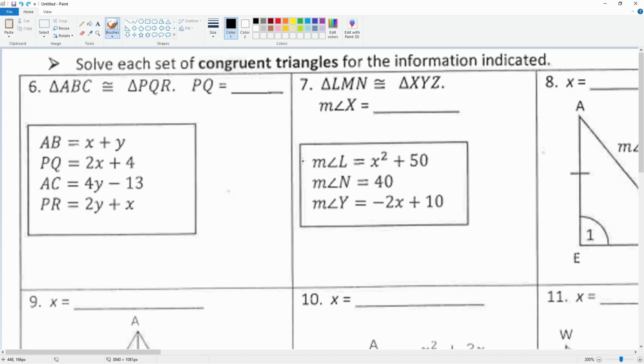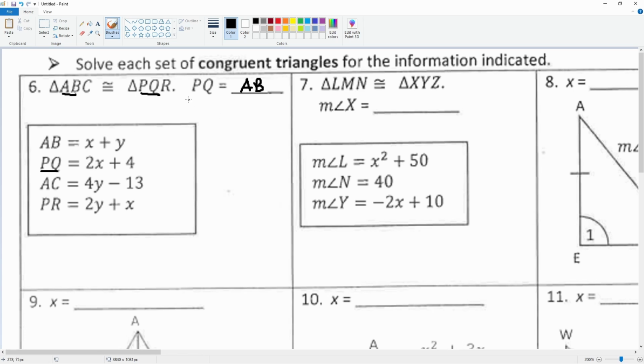All right, we're going to solve for each triangle for the congruent triangles with the information given here. So PQ is equal to what? PQ is the first two, so it has to be equal to AB. We can set up an equation to figure out what AB is. We just need to know what X and Y are.